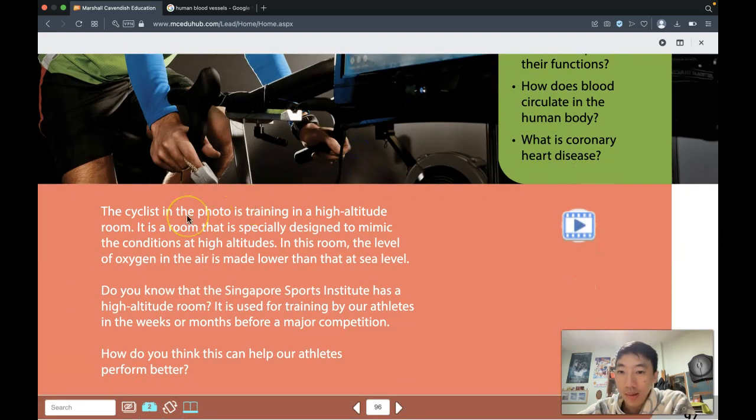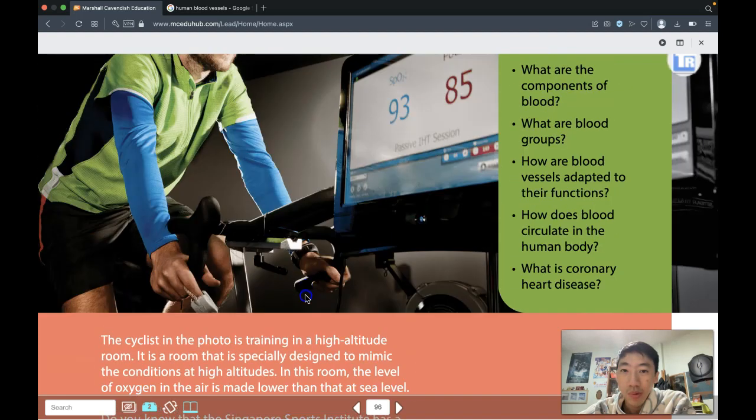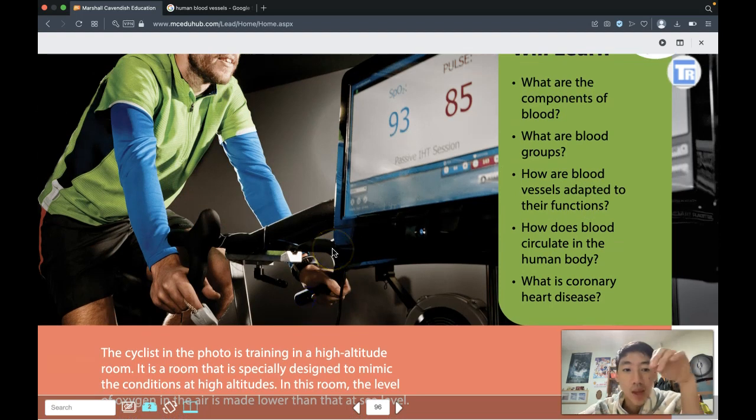So this cyclist is training in a high altitude room, designed to mimic conditions at high altitudes. In this room, the level of oxygen in the air is made lower than that of the sea level. Do you know that Singapore has a high altitude room? We know that atmospheric air contains about 21% oxygen, and the higher you go up the mountain, the lesser the amount of oxygen there is.